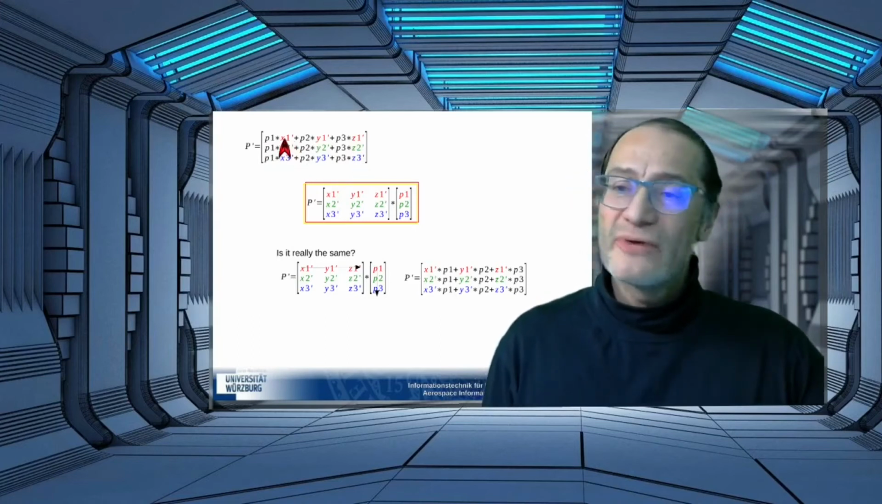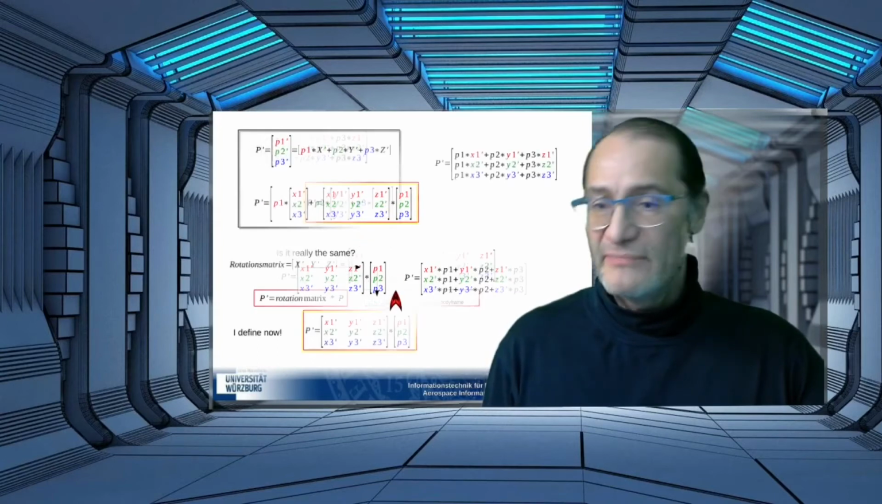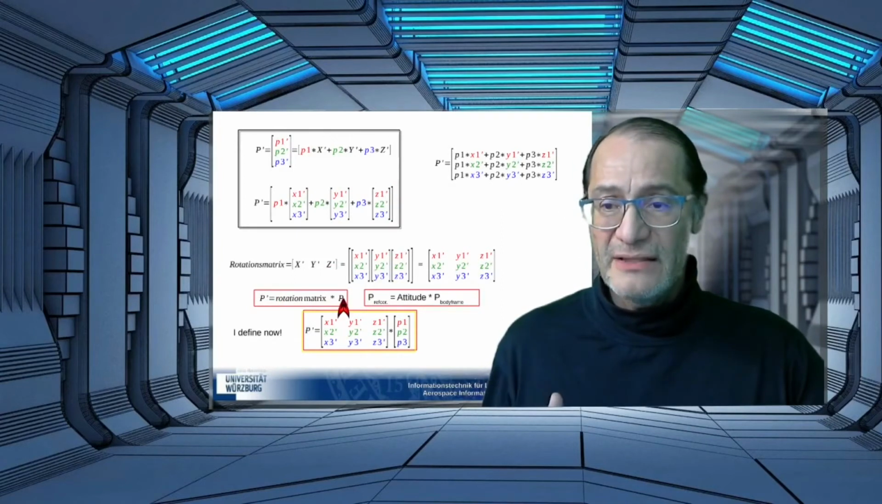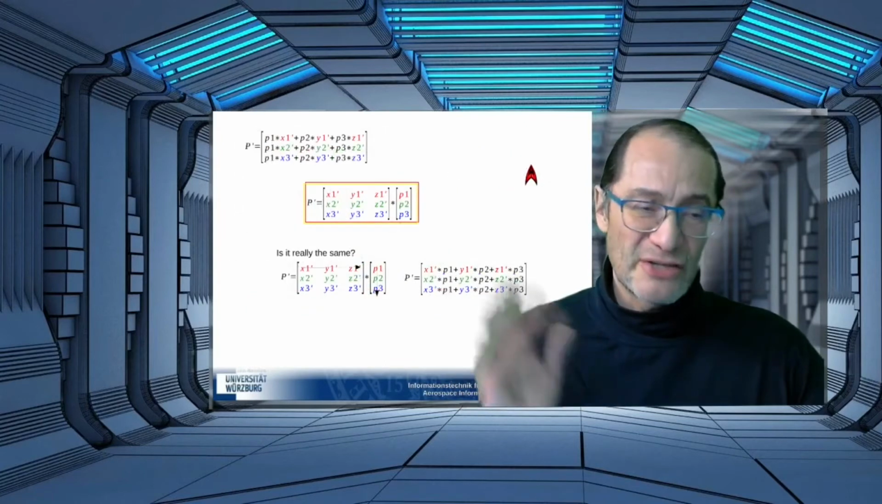I don't need to write so many terms. I can define only this as my rotor, and then multiply my rotor times the point, like I said before. This is my rotation matrix or my rotor, and I multiply this point. Else I will have to write a lot of things which I don't want.